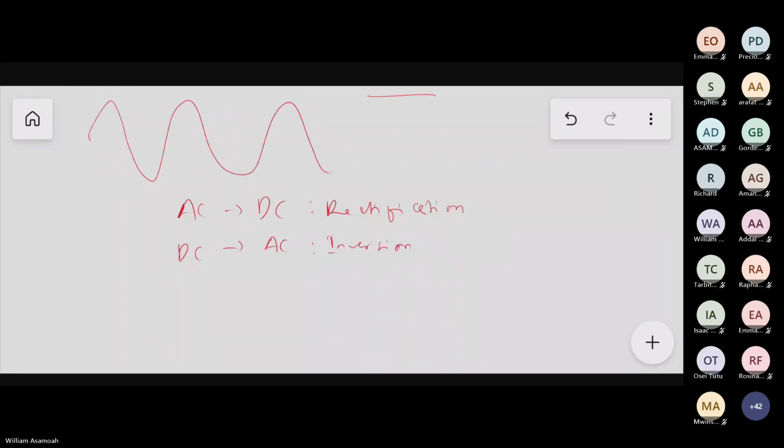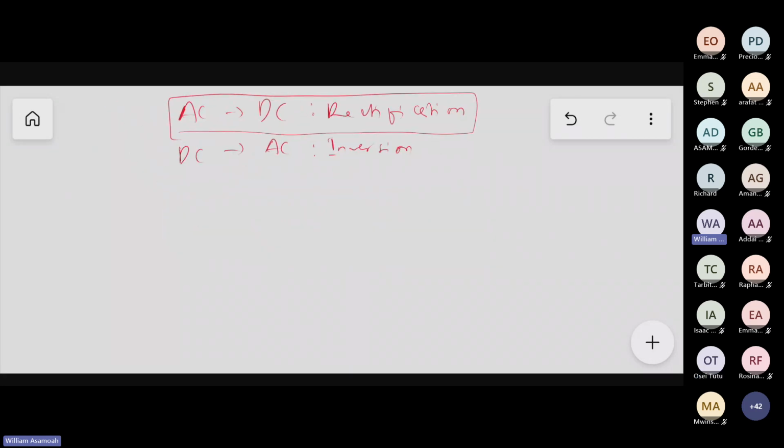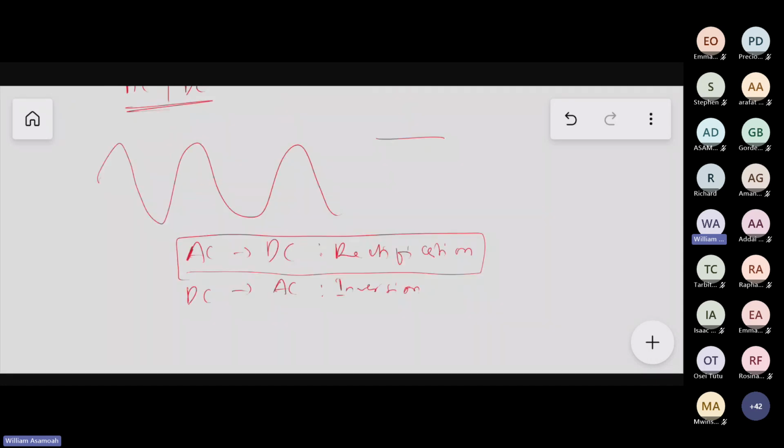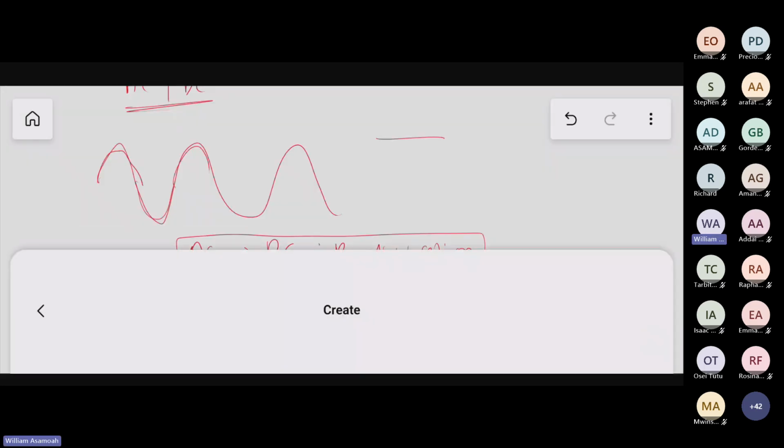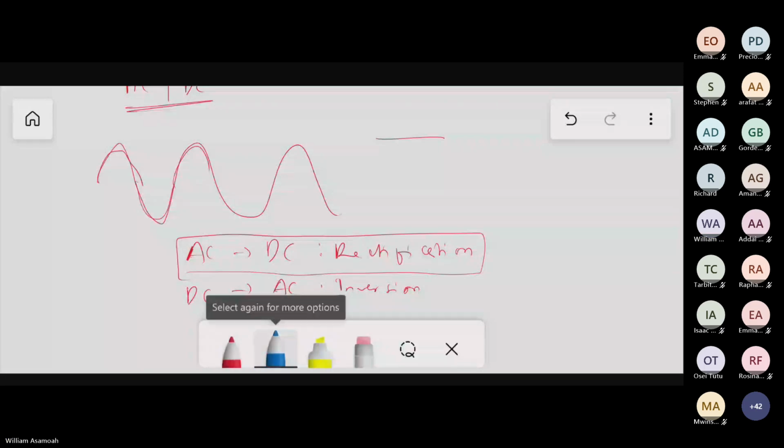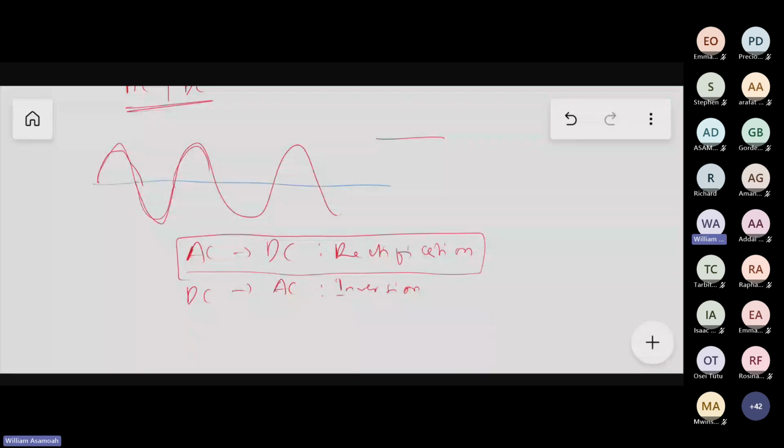In this conversion, or in rectification, we use diodes. Diode is largely used for rectification because, when we say an AC, what it means is that it goes forward, then it comes back. When you look at it, the first part is positive. The second part is negative. This part is forward, then it reverses. It's forward, then it reverses.